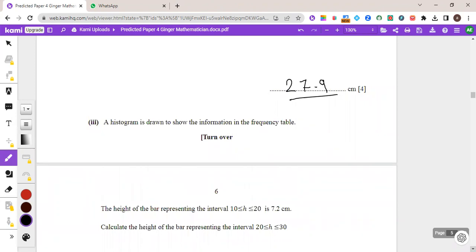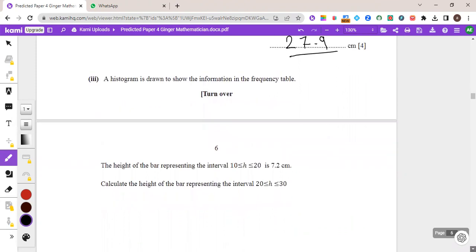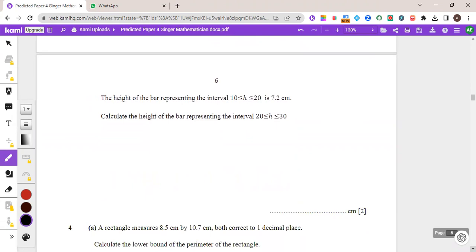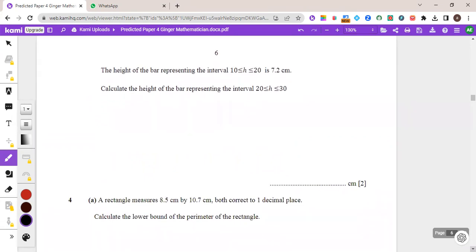A histogram is drawn to show the information in the frequency table. The height of the bar representing the interval 10 less than or equal to h less than or equal to 20 is 7.2 centimeters. Calculate the height of the bar representing the interval 20 less than or equal to h less than or equal to 30.